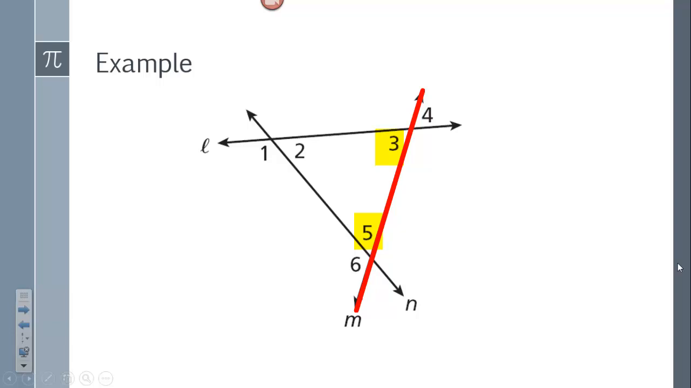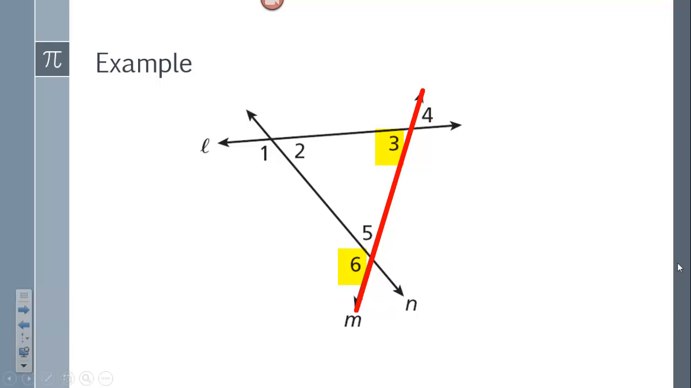Now what about 3 and 6? If we're looking at transversal M, what type of angles would 3 and 6 be? Well, they're on the same side of the transversal, and they're both below the other two lines. So 3 and 6 would be corresponding angles if we're looking at M as the transversal.